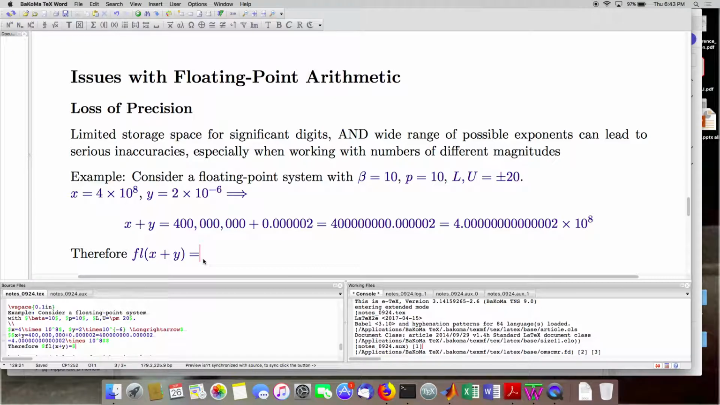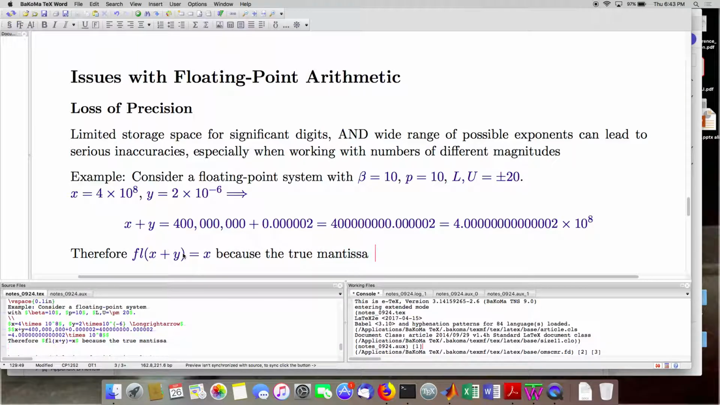Well, the mantissa would be 4, yes. So in other words, the number would just be x, just because y is so small relative to x that it gets lost. Because the true mantissa has too many digits to represent exactly. So everything after these first 10 digits of a 4 followed by 9 zeros, gone. So you might as well not have done the operation. Okay. So, admittedly, an extreme example.